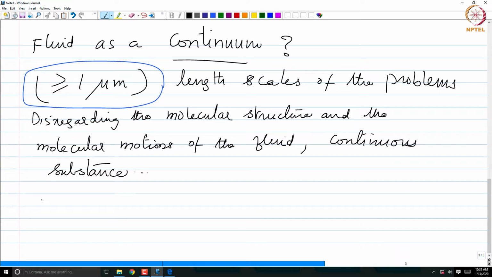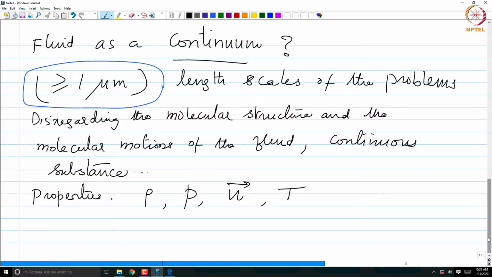So when you invoke the continuum assumption, you can characterize a fluid in terms of its properties, right? What are the properties of a fluid? You can describe it in terms of its density, pressure, the velocity vector, or temperature and so on. All these properties vary continuously across the fluid domain that we have considered, without any voids in the domain.